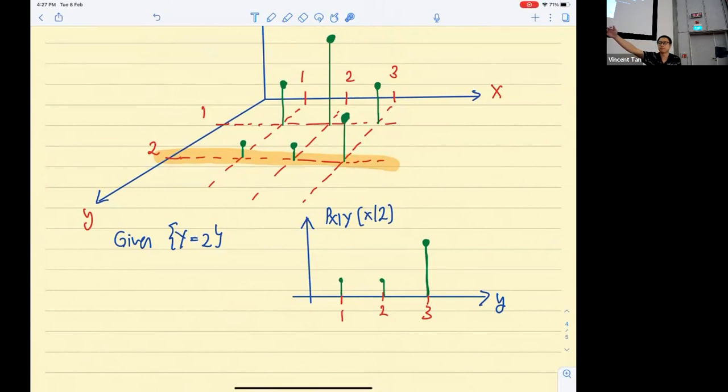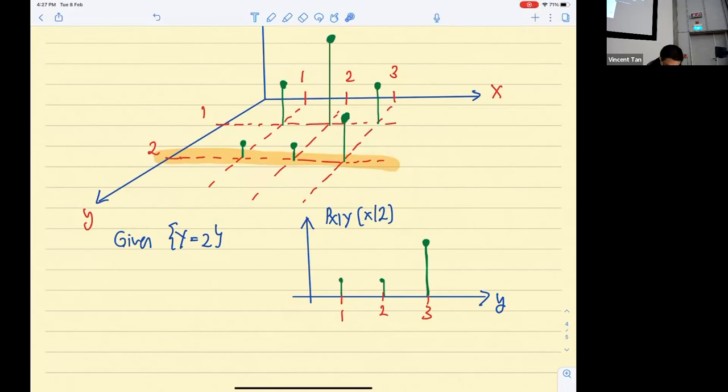I don't care about that, because Y is equal to 2 is already told to me. So I'm only looking at this yellow region, this region here. Okay? Understand? So we are just focusing our attention there.